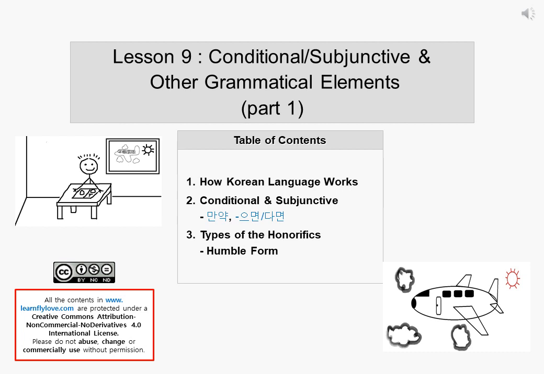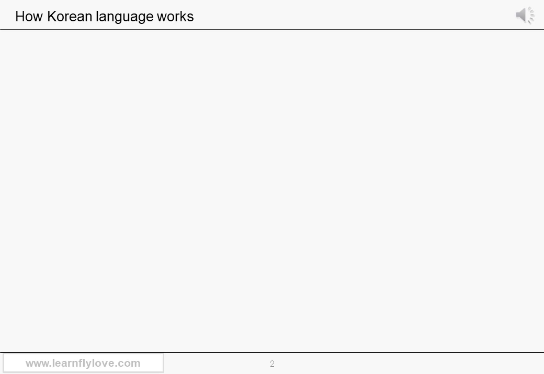안녕하세요. You're going to learn how to make conditional and subjunctive sentences just like you're using if in English, and a different way to show more respect by lowering your position, which is called humble form in Korean. Let's go. Before we actually start lesson 9, there is something we'd like to tell you.